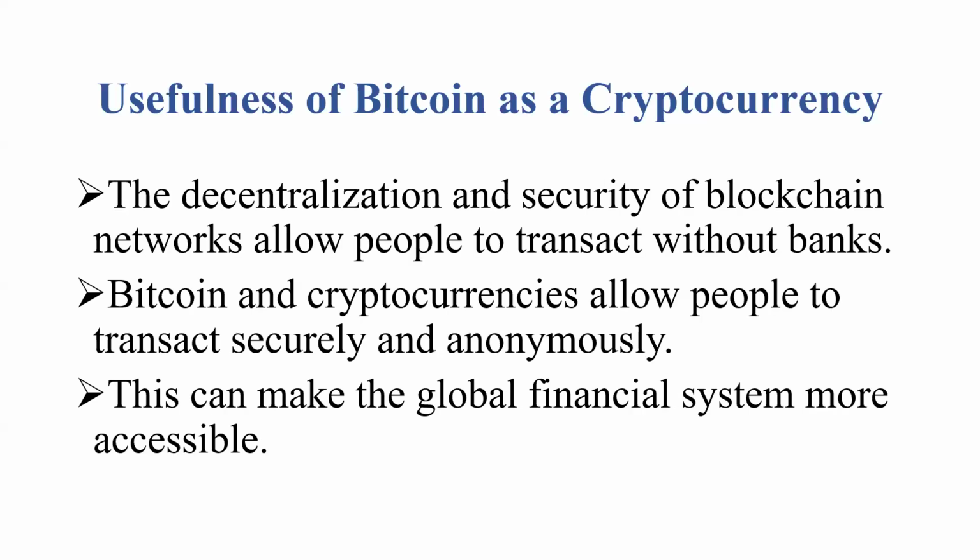Let's now discuss the usefulness of Bitcoin as a cryptocurrency. First, the decentralization and security of blockchain networks allow people to transact without banks. And that's one of the key usefulnesses of Bitcoin as a cryptocurrency. Now, Bitcoin and other cryptocurrencies allow people to transact securely and anonymously. And this can make the global financial system more accessible.